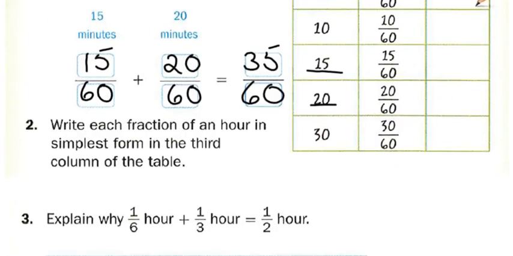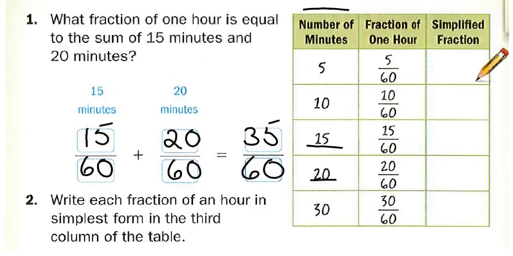Let's take a look down here. Number 2 says write each fraction of an hour in simplest form in the third column of the table. Let's go back up here. In this column called Simplified Fraction, I want to take the fraction of 1 hour and simplify that. So 5 minutes is 5 out of 60. That's not the simplest form of this fraction. I can reduce both of those numbers by the number 5. If I divide 5 by 5, I get 1. If I divide 60 by 5, I get 12. So go ahead and see if you can fill in all those.